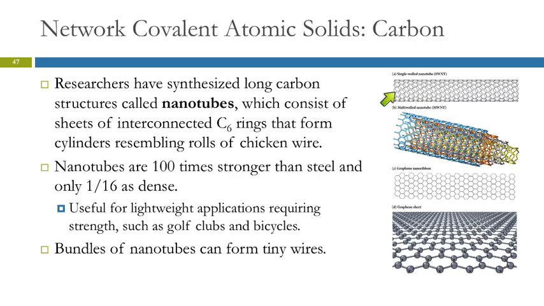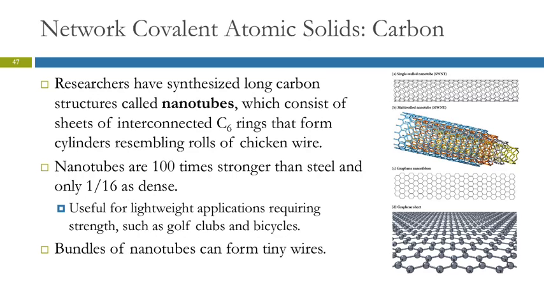You can have a single-walled nanotube. You can have multi-walled nanotubes. So here these tubes are nested inside of each other. Nanotubes are really strong, 100 times stronger than steel, and only 1/16 as dense. So you've got a lightweight and very strong material. So that's cool. They are used in applications such as reinforcing golf clubs and bicycle frames.